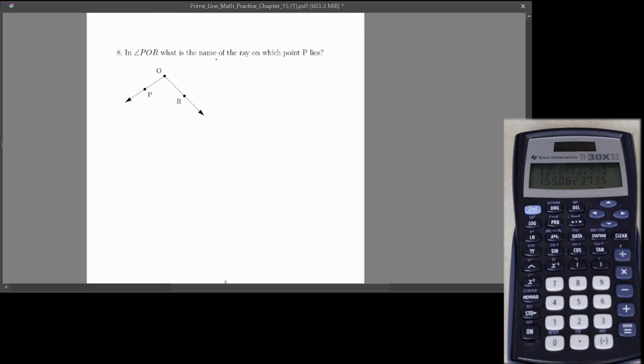Okay, what is the name of the ray which lies on point P? So we're looking for the ray that goes this way, and it goes from O to P, so we draw the ray that way, or you can label it PO, and just realize it starts from O, goes past P. And that would be our labeling.